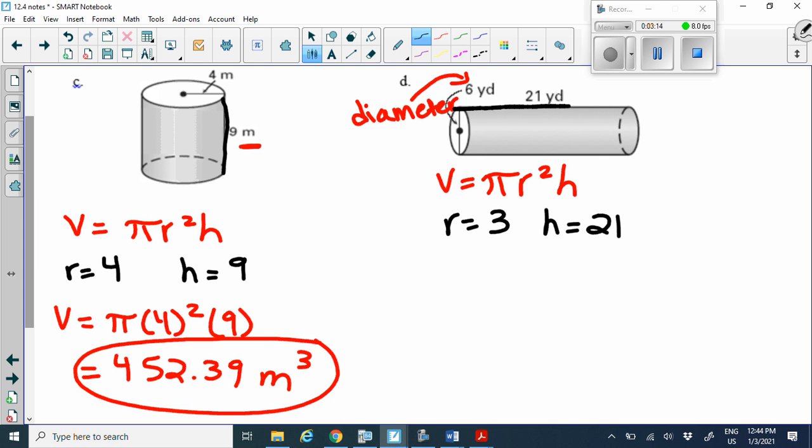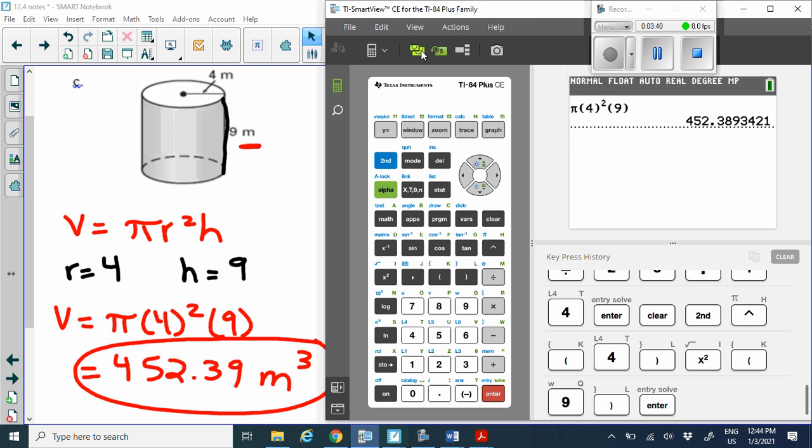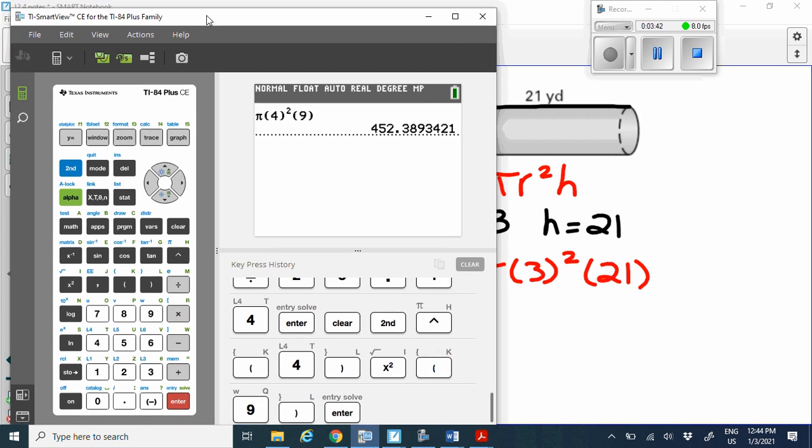Okay? So I know this is not standing straight up and down, but that 21 does represent that vertical or the height there. Okay? So now what we're going to do is plug those values into our formula. Make sure you do that. That's how you're going to show your work. So you have pi times 3 squared times 21. And then basically how I just wrote it here, we're going to plug that into our calculator. And we'll round to 2 decimal places if necessary, like we have done before.